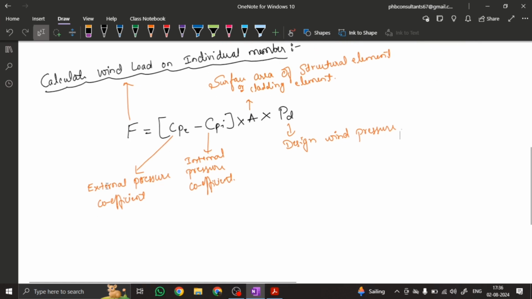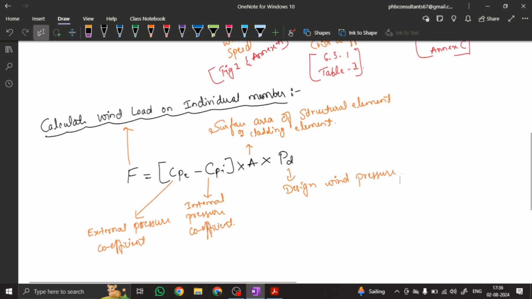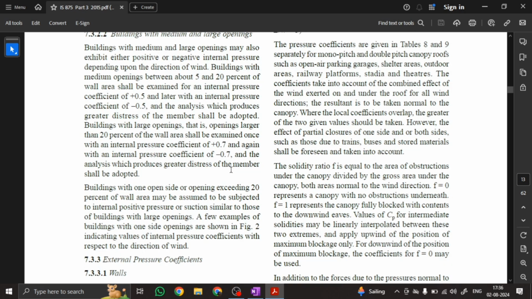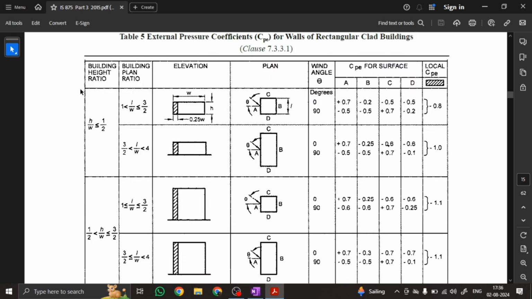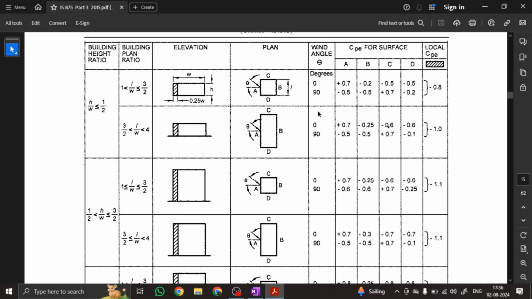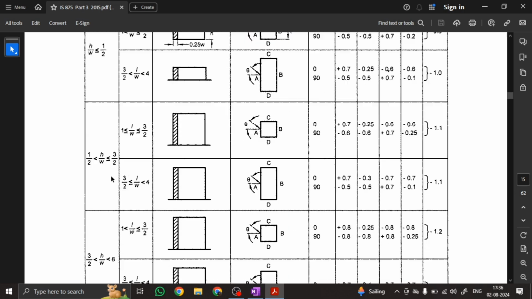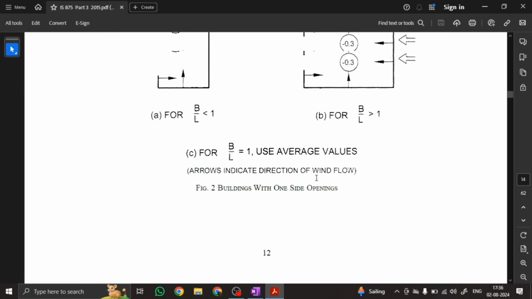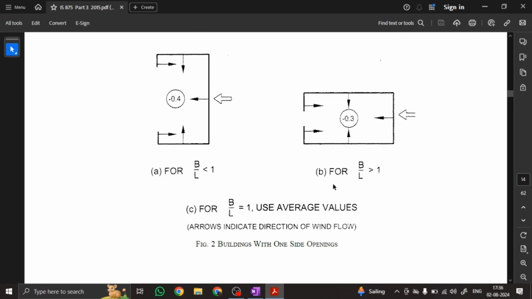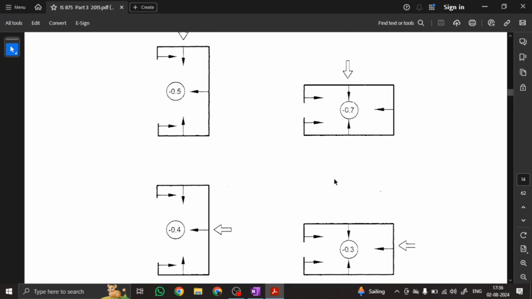And what do you mean by Cp? Where we get this Cp, the external pressure coefficient, is in Table 5, see here. We will get this external pressure coefficient according to the building height ratio and building plan ratio, for wind theta equal to 0 degree and 90 degree. Our Cp pressure we have to take according to this. Okay, I will explain how to take it, don't worry, in the next session I will explain clearly. Okay.